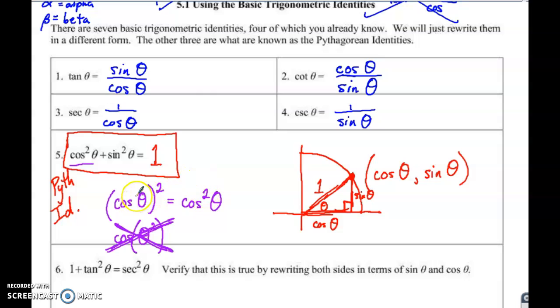After this point, unless you ask me to, I'll probably never remind you that cosine squared of theta really means cosine of theta, and then that quantity is squared. Same thing can be said for sine squared.